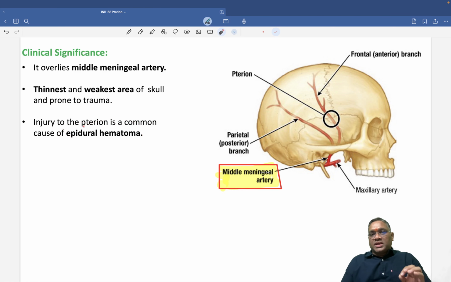So these are the importance of the pterion. It is a thinner and weaker part, prone to trauma and fracture, and this will lead to middle meningeal artery rupture, and because of this rupture, epidural hematoma will be seen in this patient.